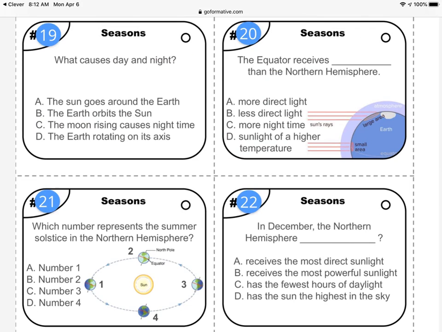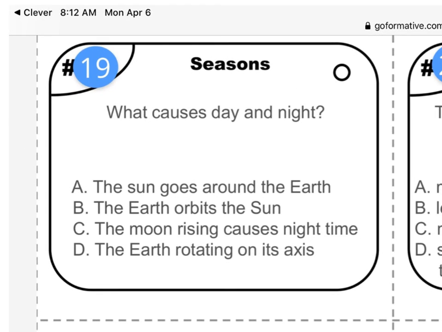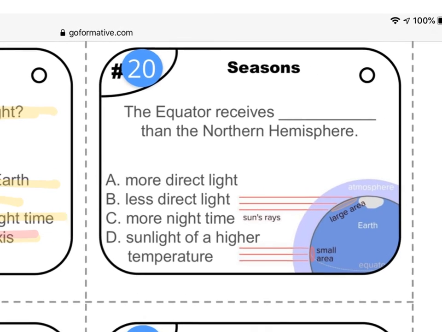Let's look at number 19. What causes day and night? The sun goes around the earth, the earth orbits the sun, the moon rising causes night, or the earth rotating on its axis. What causes day and night? The earth rotating on its axis.